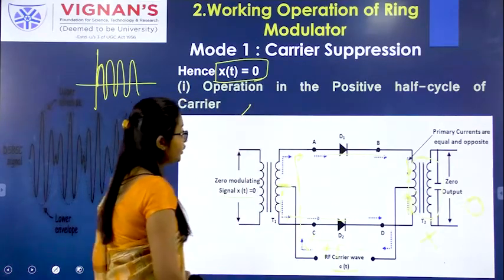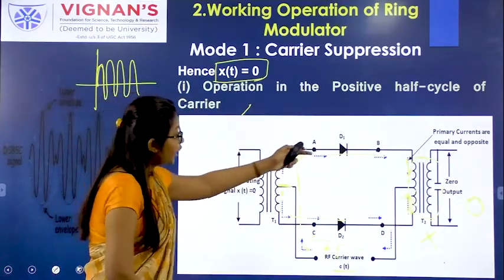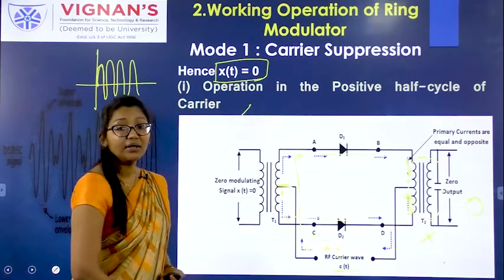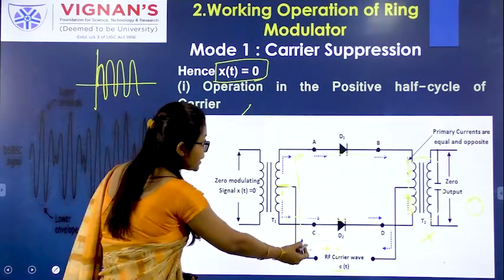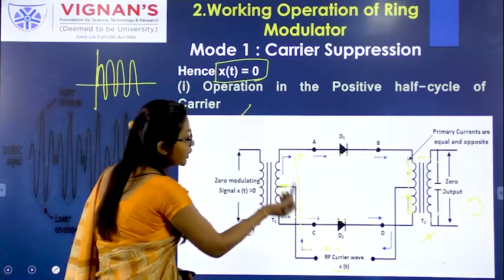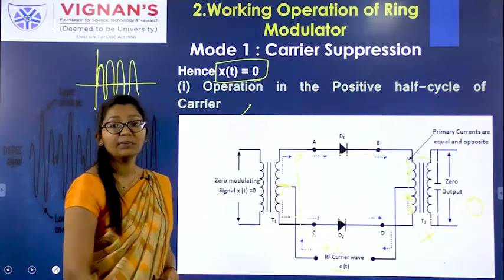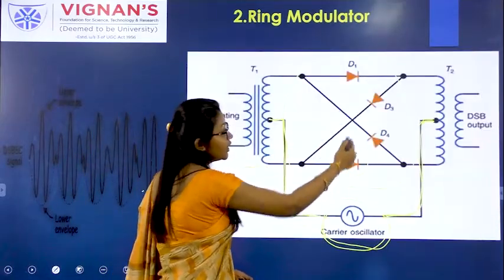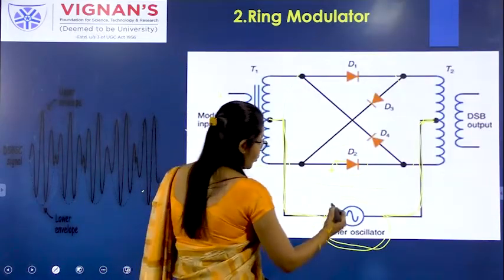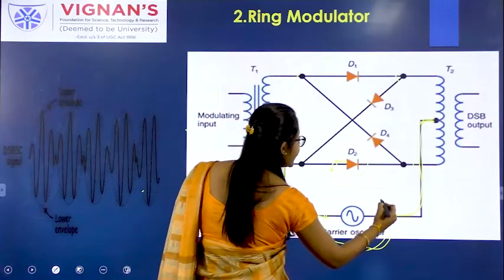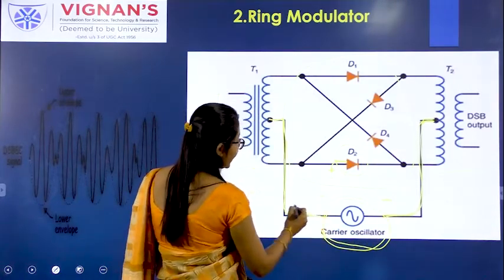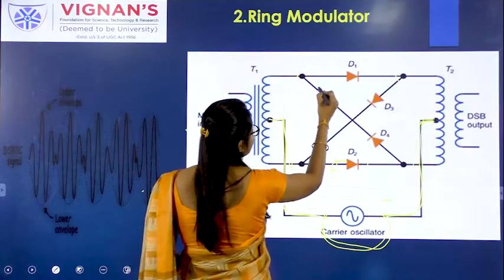If you see here, we are using only two diodes, D1 and D2, right? Why? Because if you are observing a positive half cycle, the diodes D3 and D4 will be cancelled. So this is the four diodes that I am giving here, plus and minus. For the positive half cycle, how is the current flowing? The current will flow like this.